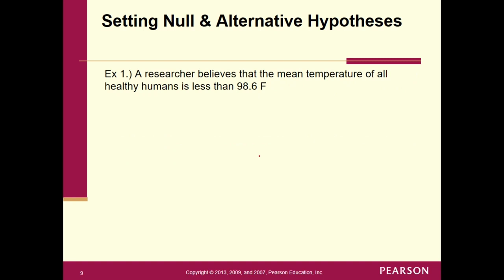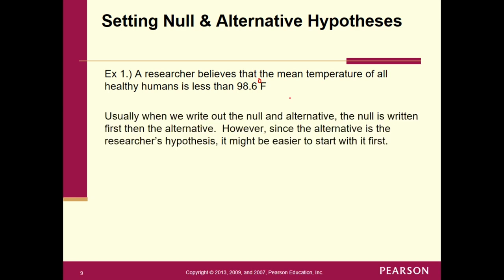Okay, here's example 1. So we're going to practice setting the null and the alternative hypotheses. A researcher believes that the mean temperature of all healthy humans is less than 98.6 degrees Fahrenheit. Usually when we write out the null and the alternative, the null is written first, then the alternative. Honestly, I think I would have written it the other way if I was doing this for the very first time, but it is what it is. However, since the alternative is the research hypothesis, and that's what's going to be stated in the problem, it might be easier to actually start with it first.